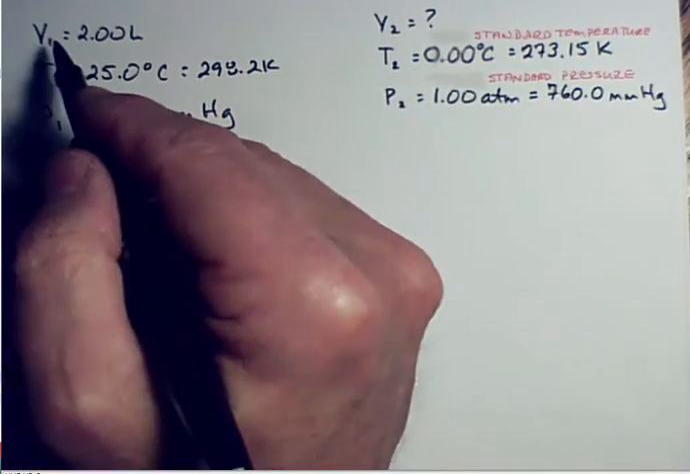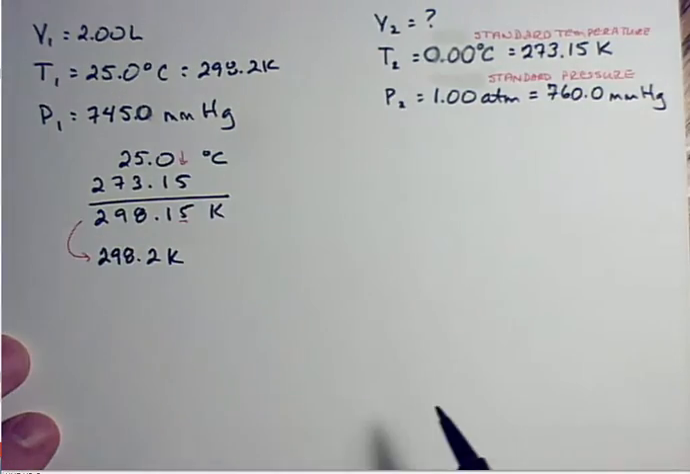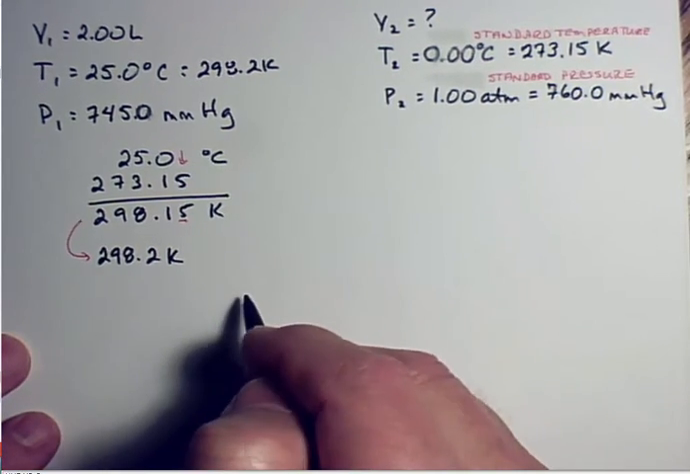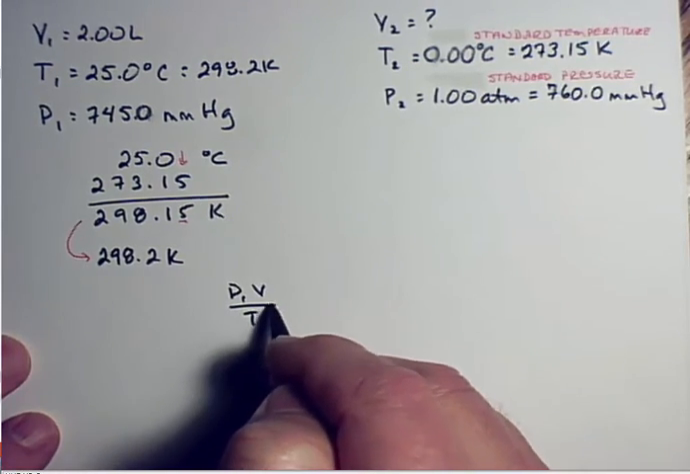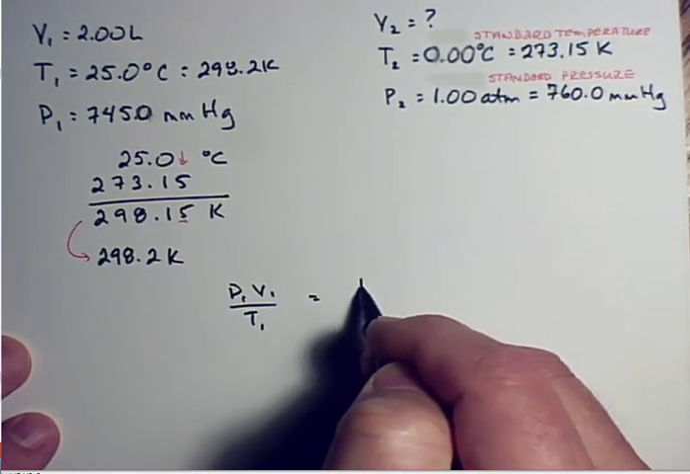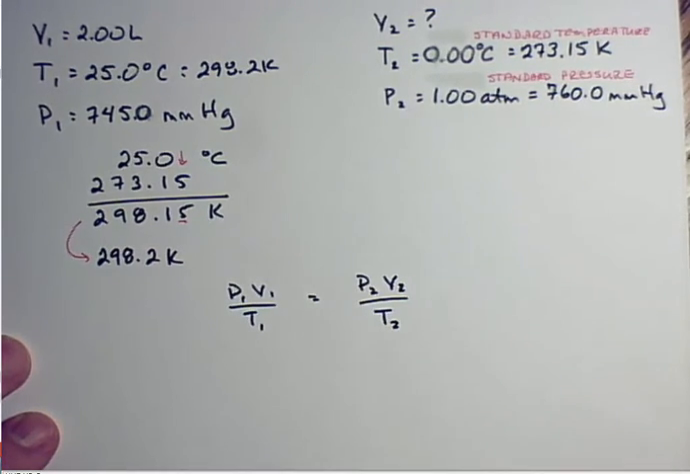We're going to write down the equation. Well, we have V1, T1, P1, V2, T2, P2. And the equation we're going to use for that is the combined gas law. That's the only one that has those variables. So P1 V1 over T1 equals P2 V2 over T2. That's the next step. Then the next step after that is to plug in what we know.